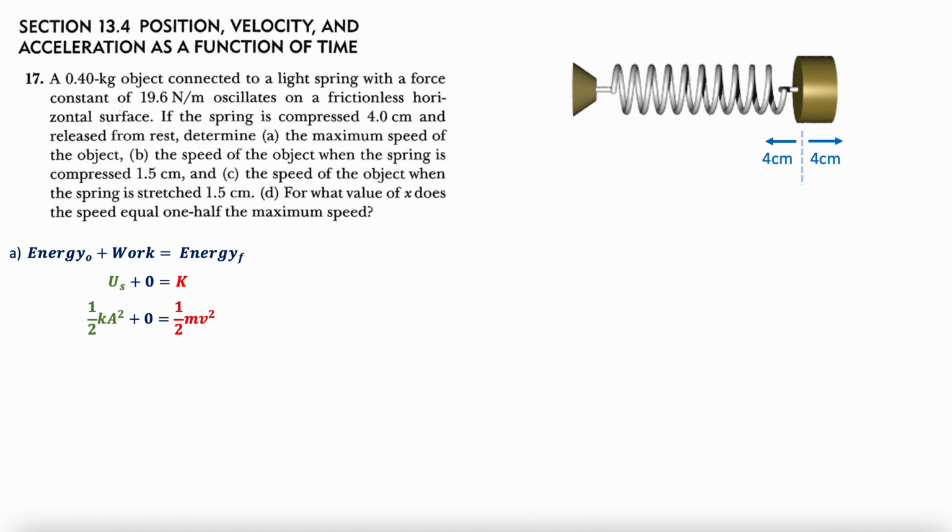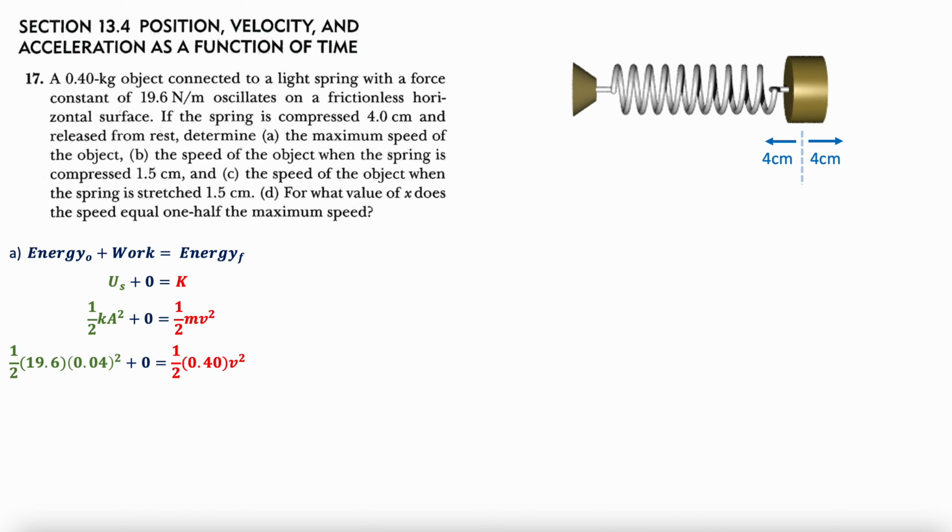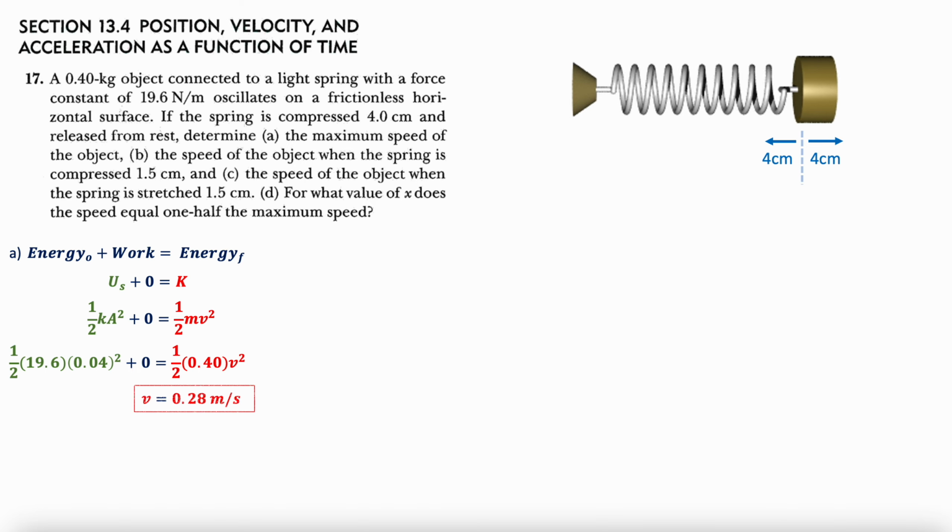So in this case, how much energy does it start out with? Well, 1/2 kA squared, where A is the amplitude, how far it's compressed to begin with, and that's all going to be converted into 1/2 mv squared. Plugging in our numbers, spring constant, the displacement, the mass of the object, we can calculate the velocity, which in this case is 0.28 meters per second.